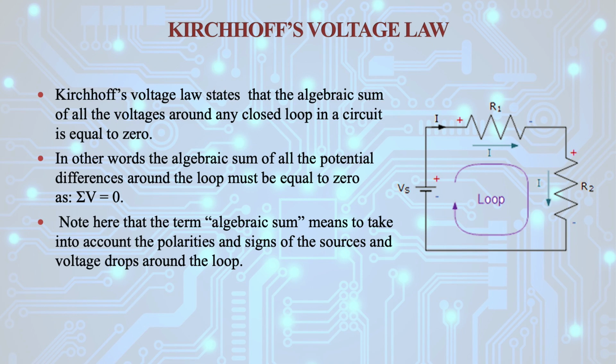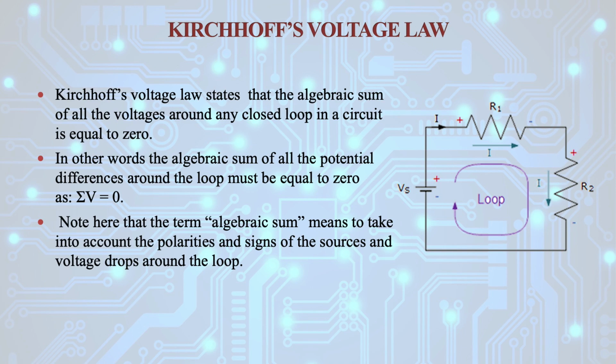Now we have to understand Kirchhoff's voltage law. Kirchhoff's voltage law states that the algebraic sum of all the voltages around any closed loop in a circuit is equal to 0. In other words, the algebraic sum of all the potential differences around the loop must be equal to 0. So sigma V equals 0. Here the term algebraic sum means to take into account the polarities and the signs of the sources and voltage drops around the loop. So in this particular diagram you can see there are two resistances, R1 and R2, connected with the voltage source Vs.